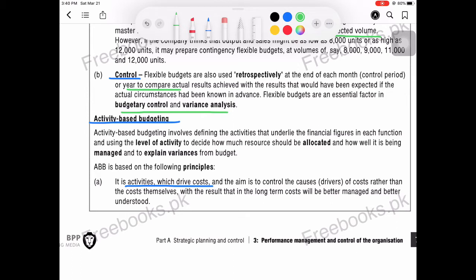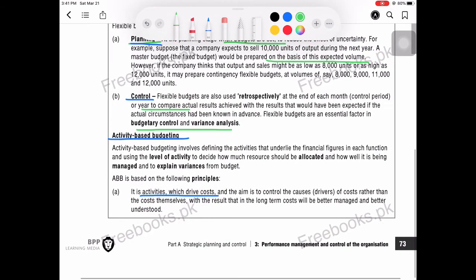Now here, they'll also have some variances, that is a similarity with other budgets that we have discussed, that some resources would be allocated, they need to be managed, and whatever the actual result is, they will be compared against and the variances taken out, which will be analyzed further. Now ABB is based on the following principles. It is the activity which drives cost, and the aim is to control the causes, that is the drivers of the cost, rather than the costs themselves. That means here we don't aim to reduce the advertising cost of $500,000.